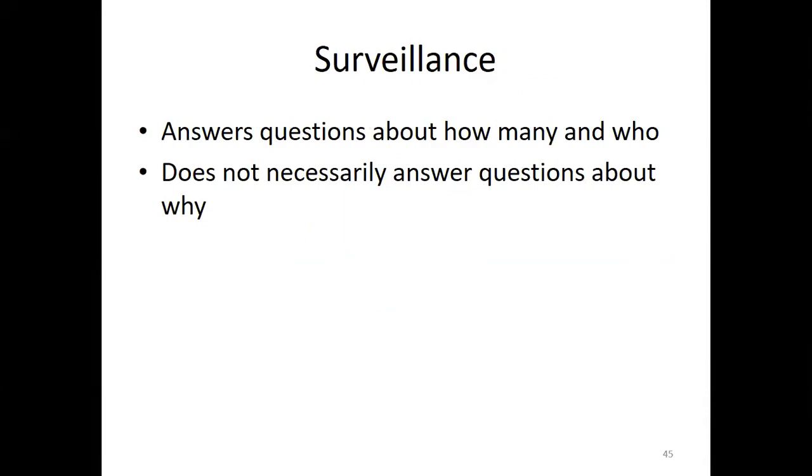So surveillance answers questions about how many and who, but it doesn't necessarily answer questions about why. And in this case, we already knew the why. They're testing for a particular virus, but they want to know who and how many people get infected in a population.